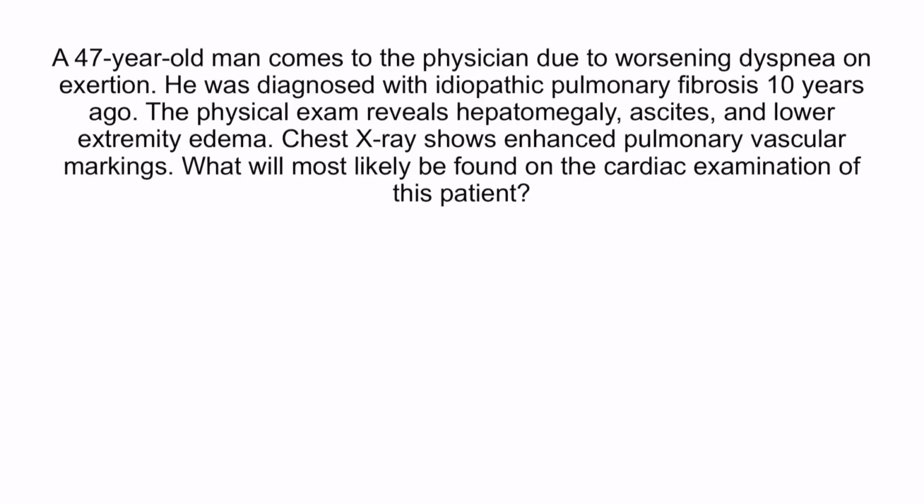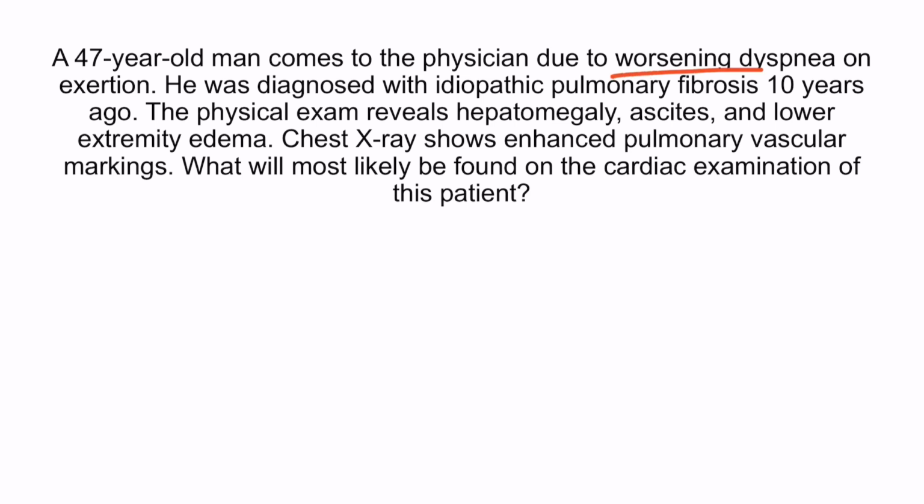A 47-year-old man comes to the physician due to worsening dyspnea on exertion. He was diagnosed with idiopathic pulmonary fibrosis 10 years ago. Physical exam reveals hepatomegaly, ascites, and lower extremity edema. Chest x-ray shows enhanced pulmonary vascular markings. What will most likely be found on the cardiac examination of this patient?